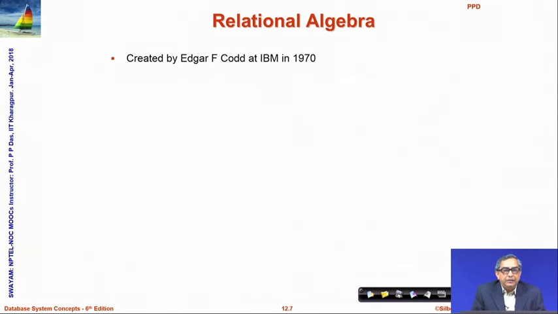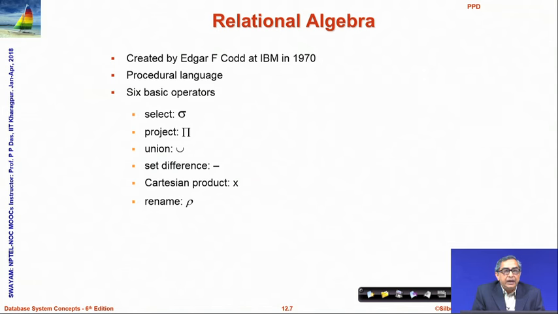Relational algebra was created by Edgar F. Codd at IBM in the 1970s. So, you can see that it is quite an old formulation. It is a procedural language. It has 6 operators. We have taken a quick view of these earlier. In this module, we will look at them at length.